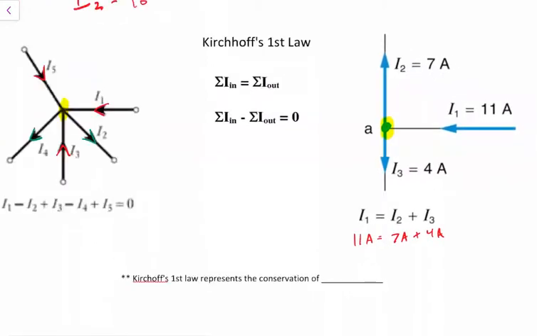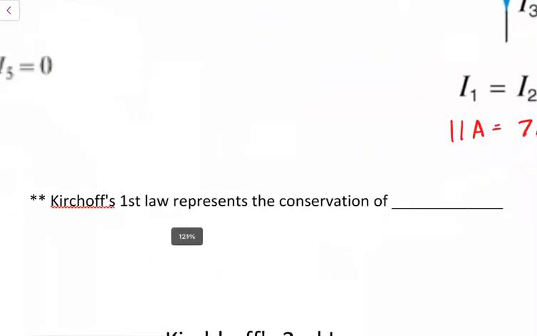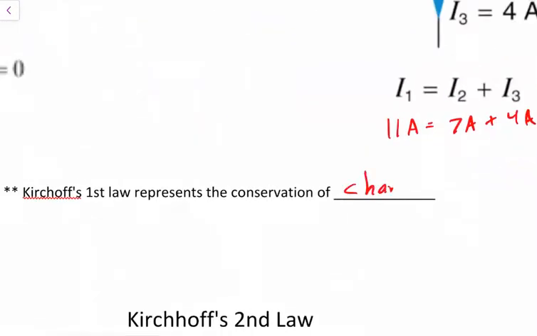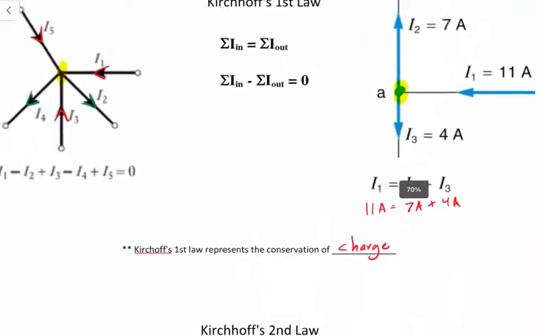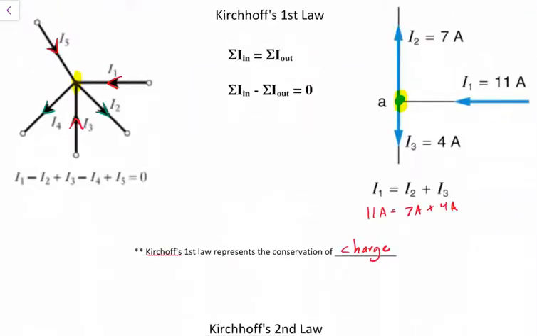And this is because as electrons are traveling to the junction, they're going one way or the other. Electrons cannot be created or destroyed. So since we're dealing with charges, this technically represents the conservation of charge. Since electrons are made up of charges and current is made up of electrons, this conservation of current is actually a conservation of charge.